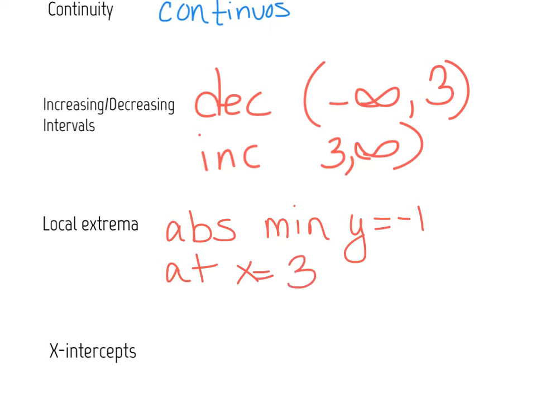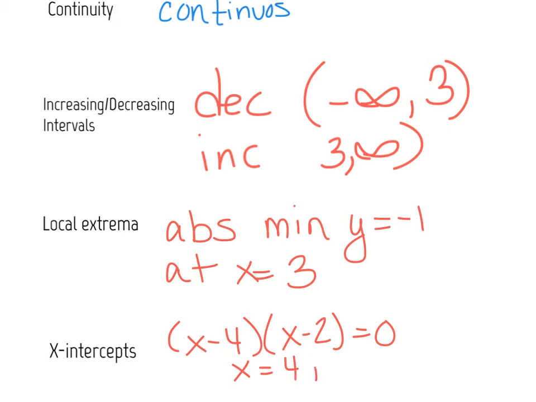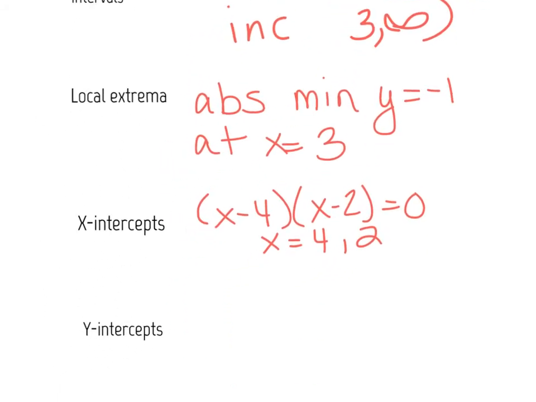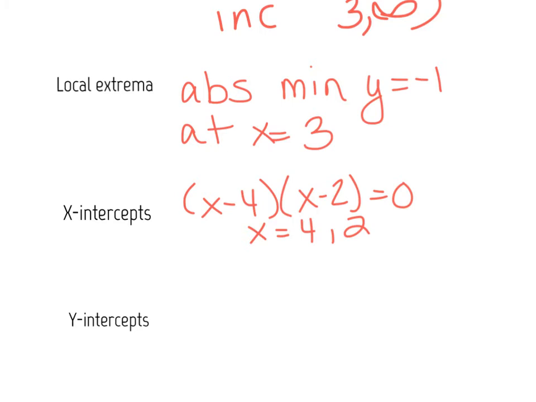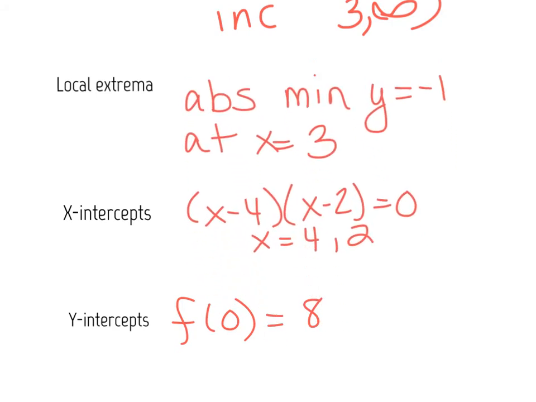Now my x-intercepts, I already did that. That's where I let y be 0, so I factored here, and I had gotten x minus 4 and x minus 2, and they're equal to 0, so my x-intercepts would be 4 and 2. My y-intercept is where I let x be 0, and when I plugged in 0 for x, I got 8. And now let's look at the end behavior. So let's go back and take a look at the sketch here.